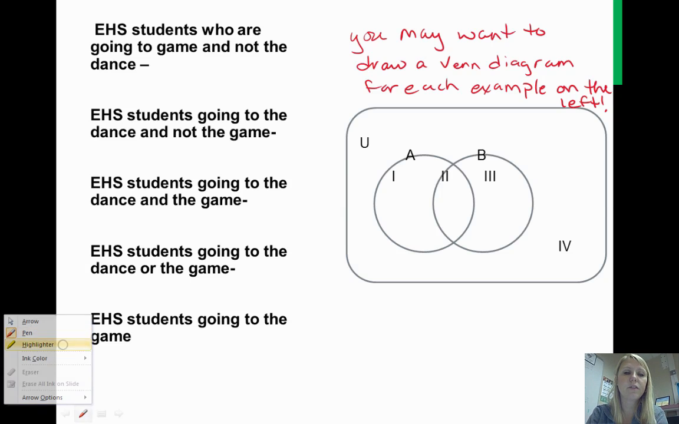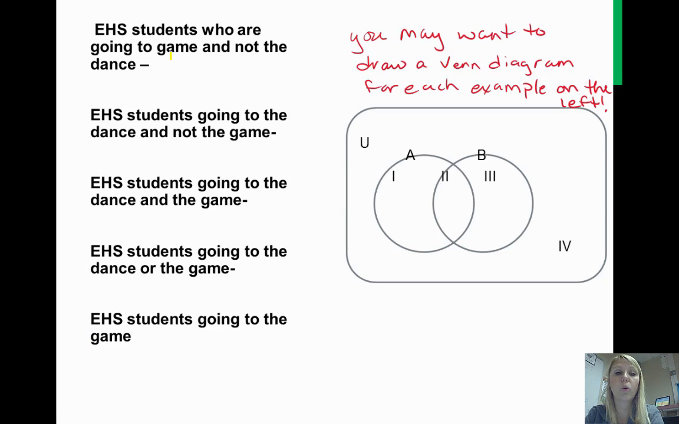For the first example, EHS students who are going to the game and not the dance, we're looking at and not. So going to the game, we know that A is going to the game. So we are looking at all of this section right here, but not the dance, because this middle section are the ones that are going to both. So if I were to write that on here, this would be section 1 and just section 1.